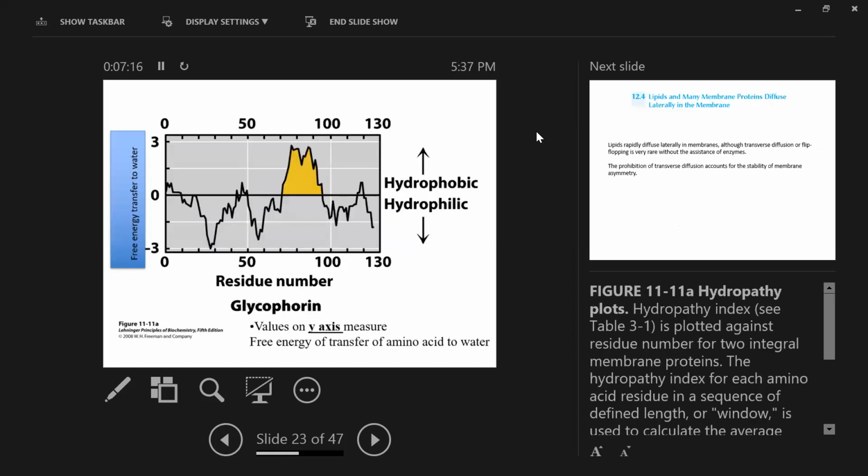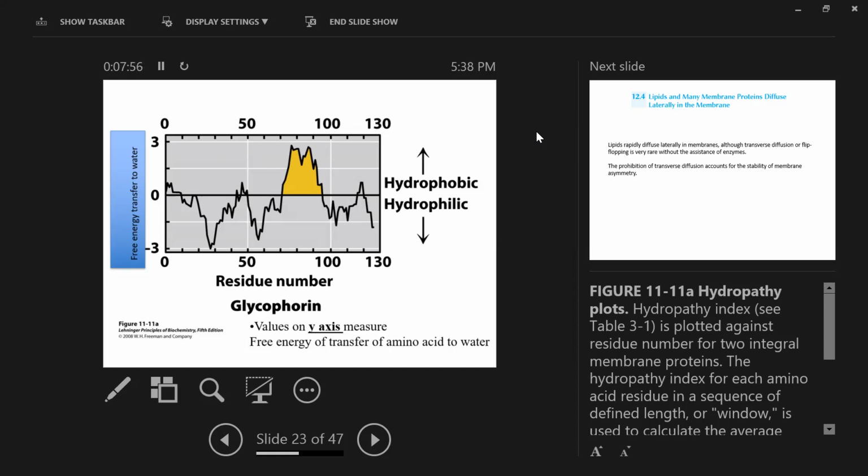So this is an example of a hydropathy plot. I changed the axes to match my PowerPoint description on the previous slide. So I have free energy of transfer to water. We learned earlier in the enzyme chapter, chapter 6, I want to say, that free energies that are negative are spontaneous and favorable, because that releases energy. So anything below 0 here has a free energy of less than 0, so those amino acids of that protein are going to like to be with water. This is an example of a protein called glycophorin. You don't have to memorize this glycophorin.